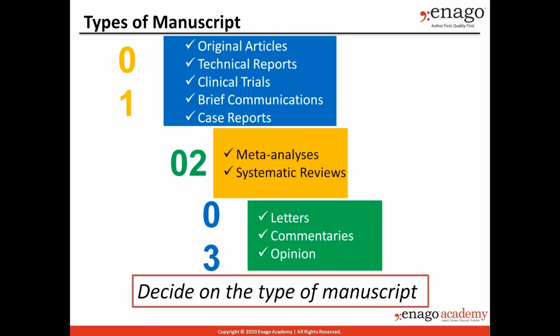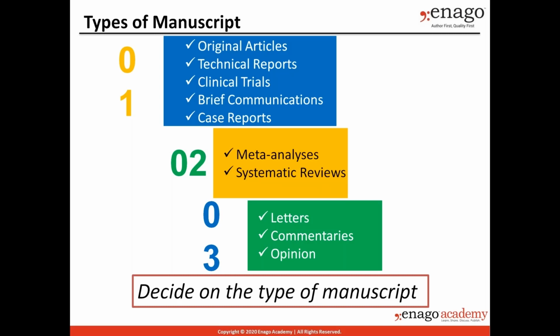So there are original research articles, technical reports, clinical trials, brief communications, case reports, meta-analysis, like we discussed in the slide before, systematic reviews, but also letters, commentaries, and opinions. All these are quite different types of manuscripts, and each journal may accept one or more of those, and they will have very specific instructions as to how they want each one of those prepared. So to start with, it's very important that you decide on the type of manuscript that you want to prepare. Is it an original research article? Are you going to be presenting the sum, for example, of your experimental work? Is it a clinical trial, a brief communication, etc.?